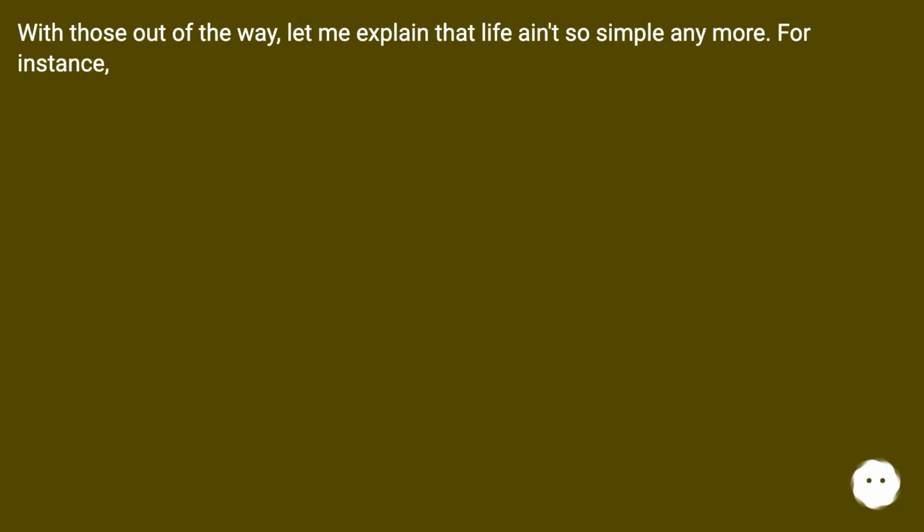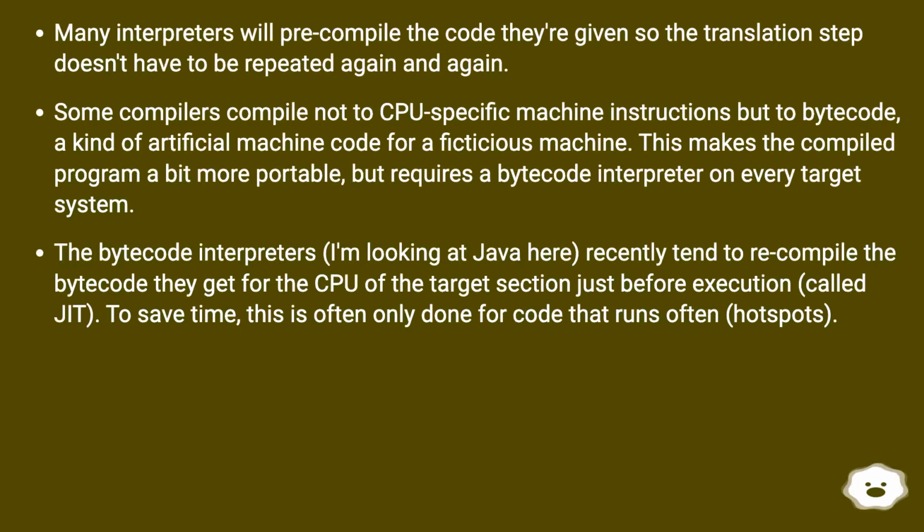For instance, many interpreters will pre-compile the code they're given so the translation step doesn't have to be repeated again and again. Some compilers compile not to CPU-specific machine instructions but to bytecode, a kind of artificial machine code for a fictitious machine. This makes the compiled program a bit more portable, but requires a bytecode interpreter on every target system. The bytecode interpreters, I'm looking at Java here, recently tend to recompile the bytecode they get for the CPU of the target machine just before execution, called JIT. To save time, this is often only done for code that runs often, hotspots.